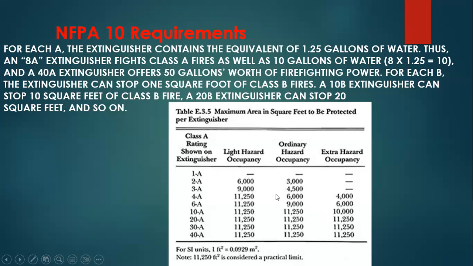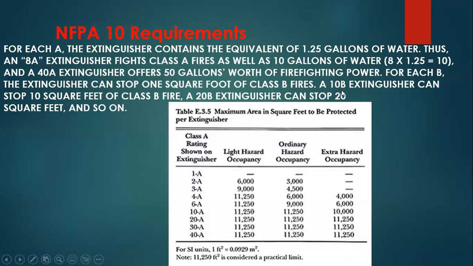Similarly, if you have 3A, 9,000 square foot of an area needs to be protected for light hazard occupancy, and for ordinary hazard, 4,500 square foot. Basically, each and every extinguisher is provided with a rating. For example, 10A means 10 multiplied by 1.25 gallons of water. And 20B means 20 square foot area, 10B means 10 square foot of an area. Like this we provide ratings for the extinguishers.